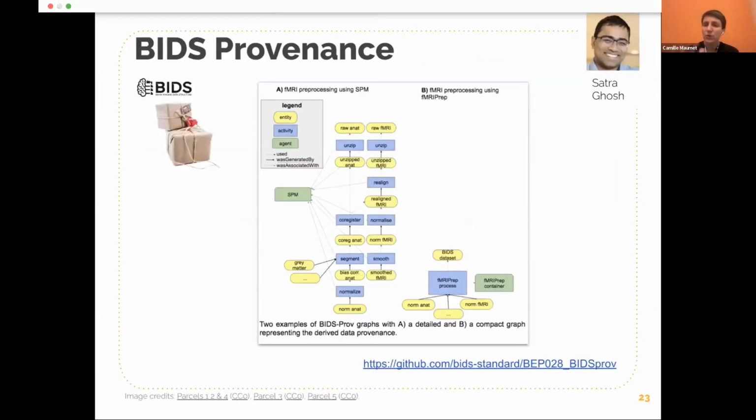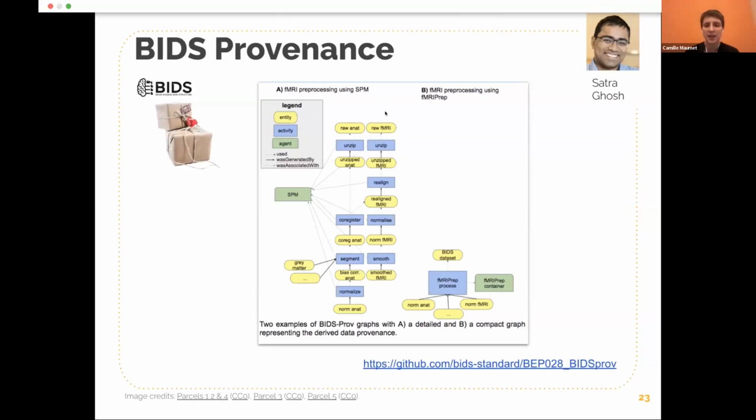Another approach to this, because derived data is such a large space, is that sometimes it's difficult, even within BIDS, to say, well, is this metadata crucial for reusability, yes or no? Sometimes we just don't know. And so we have this effort called BIDS Prov with Satra Ghosh, and of course many other contributors, where the idea is that instead of deciding which metadata are common and have to be reported for a given type of derived data, we are going to just give a full description of the provenance. So the provenance is really the history of the file.